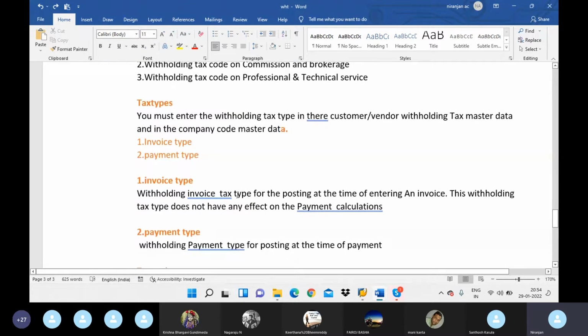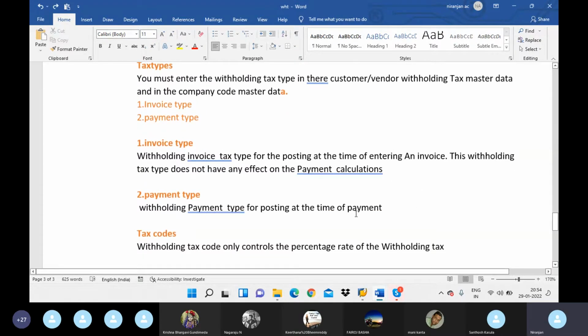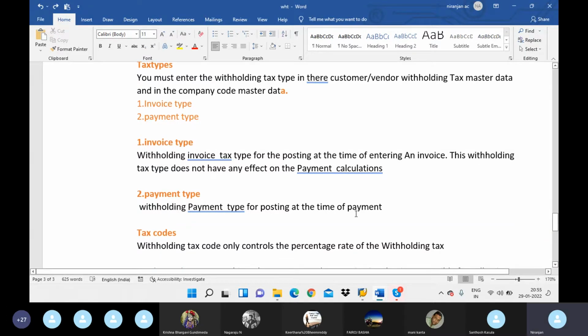Invoice type: the withholding tax type for posting at the time of entering an invoice, in FB60 or FB70. For vendor it is FB60, for customer FB70. For posting an invoice, we need to select only invoice types on that screen, for example the FB60 screen. And payment type: the withholding tax type for posting at the time of payment. At the time of invoice payment, we need to select only the payment type, in F-53, like that.